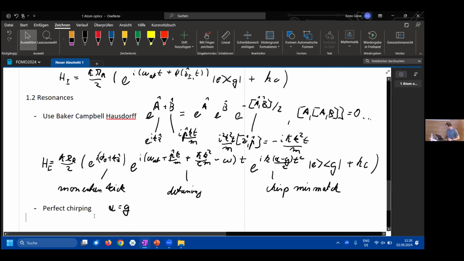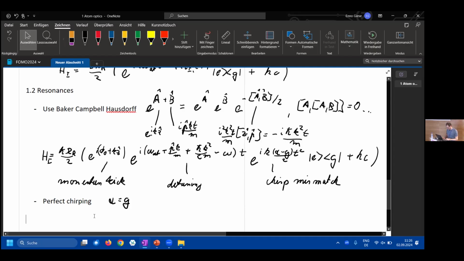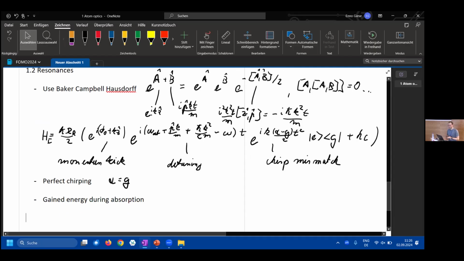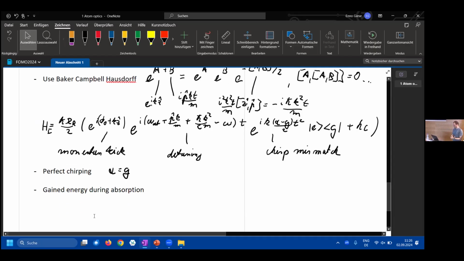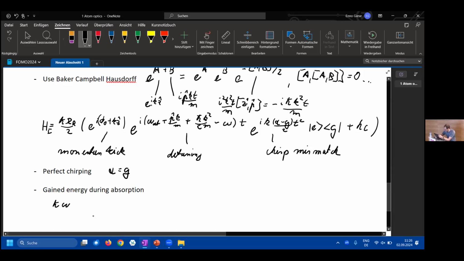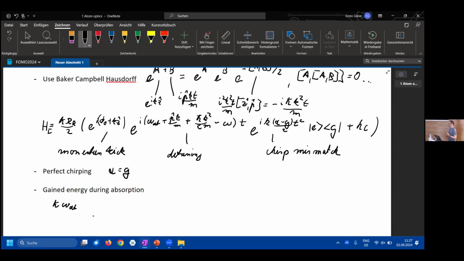And for that, we look at the gained energy during absorption. Okay? And what's the gained energy during absorption? First of all, the atom is now excited, so it has potential energy gained, and it has gained energy h bar omega atom. Okay, that's easy. But what is all the other energy that it has gained?